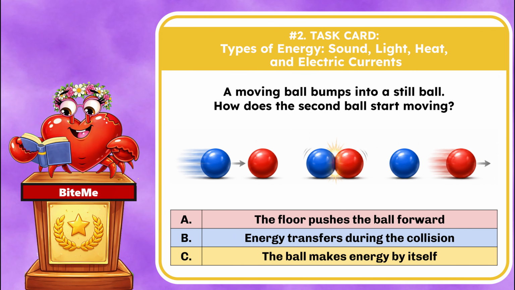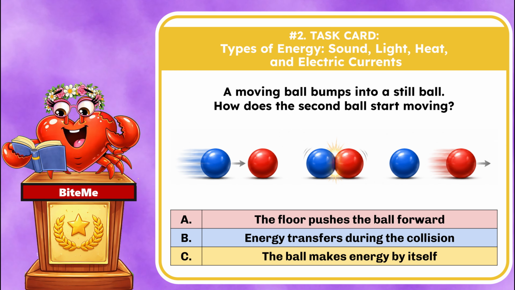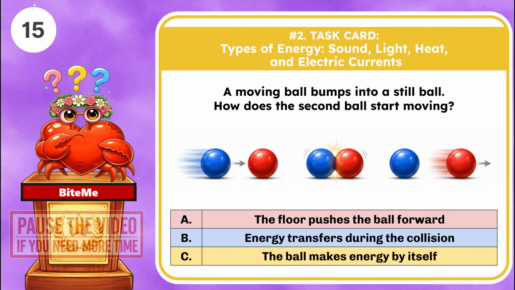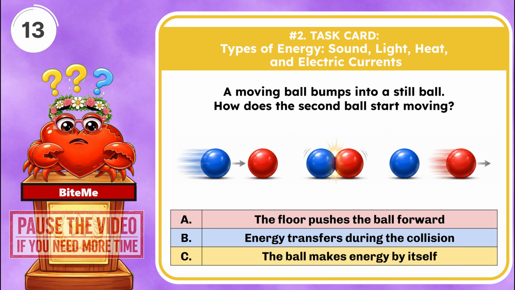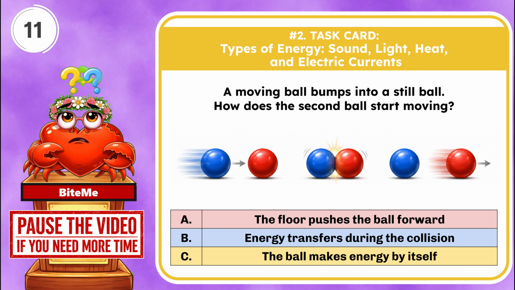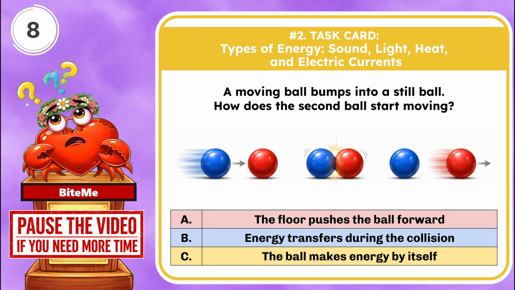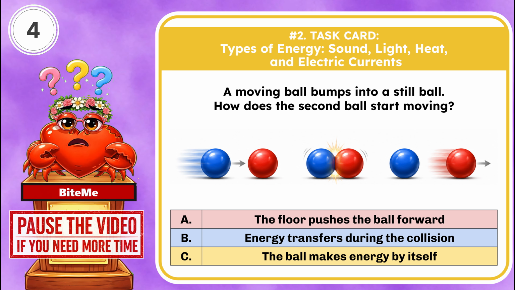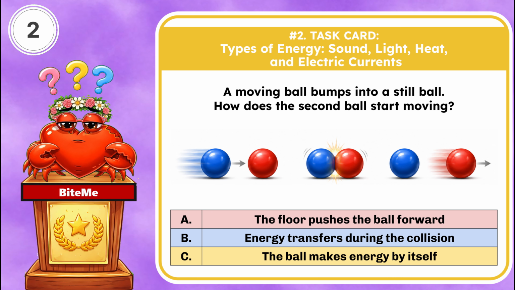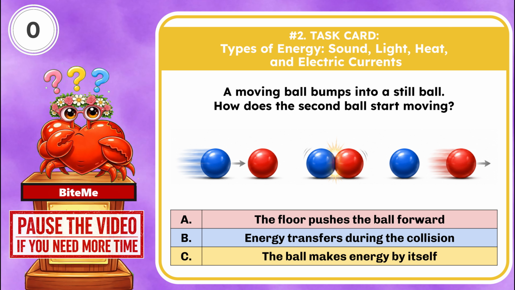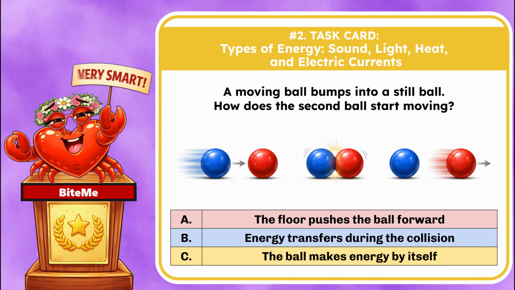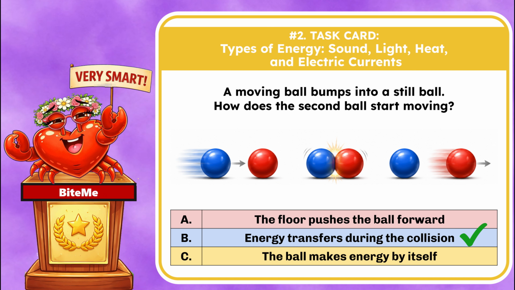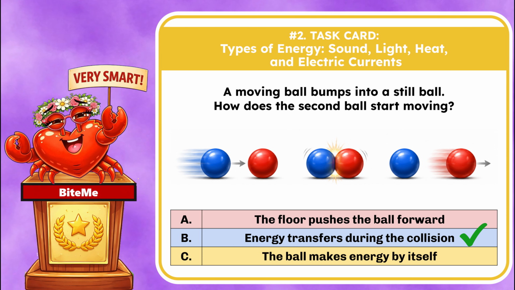A moving ball bumps into a still ball. How does the second ball start moving? And the correct answer is letter B, energy transfers during the collision.